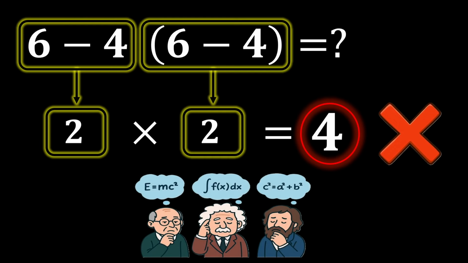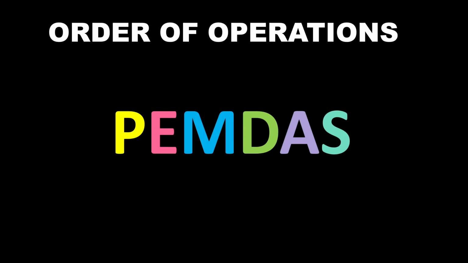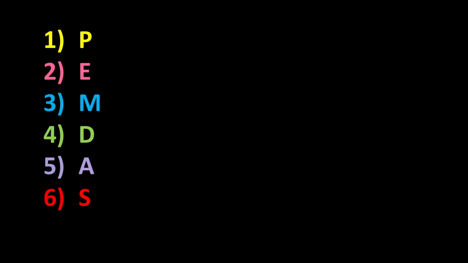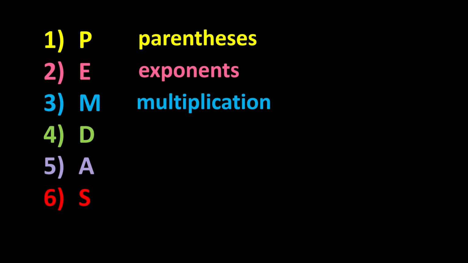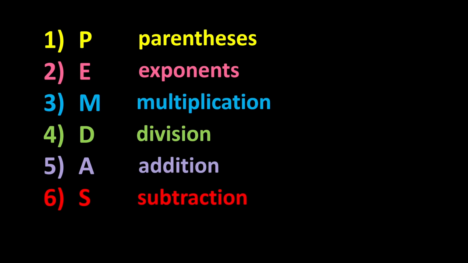Mathematicians, in order to prevent confusion and inconsistency, agreed long ago on a universal rule called the correct order of operations. This rule is known by a short acronym, PEMDAS, and each letter in the word PEMDAS stands for one step of the process. P stands for parentheses, E stands for exponents, M stands for multiplication, D stands for division, A stands for addition, and S stands for subtraction.